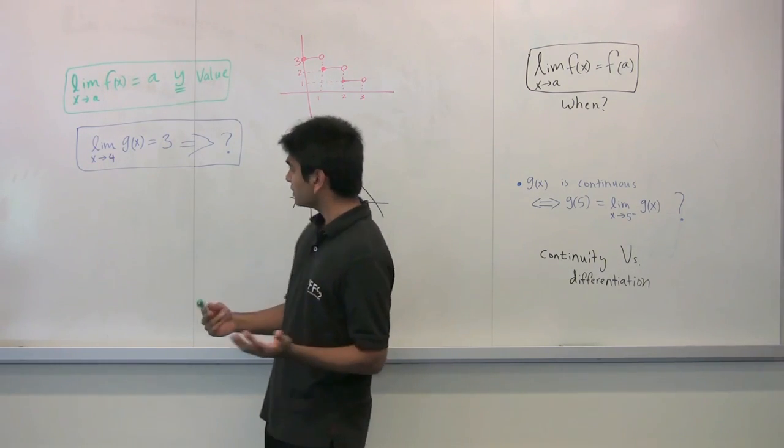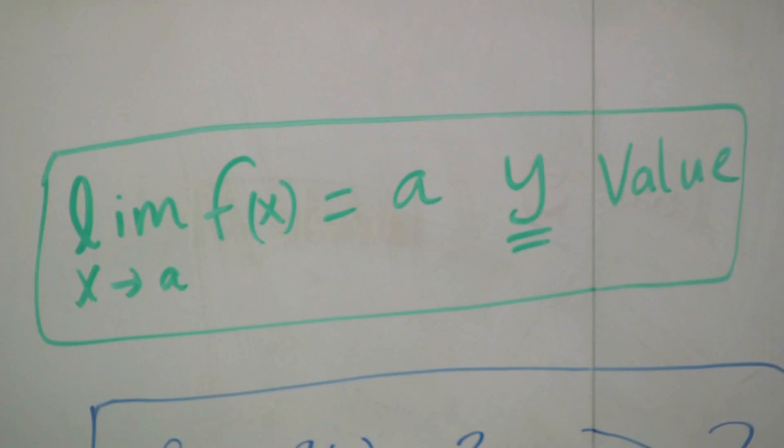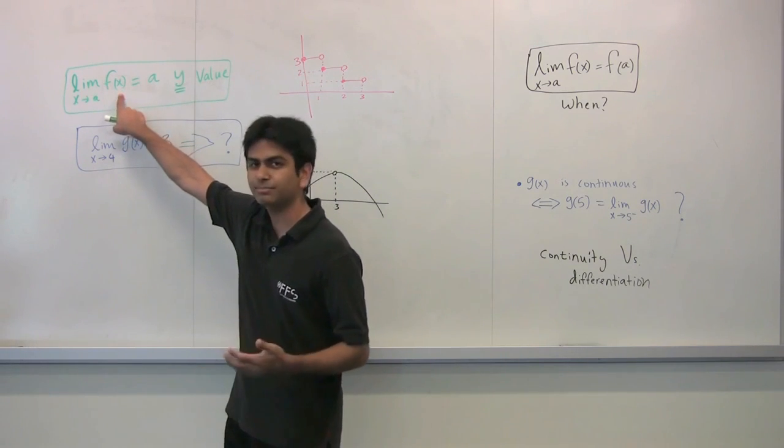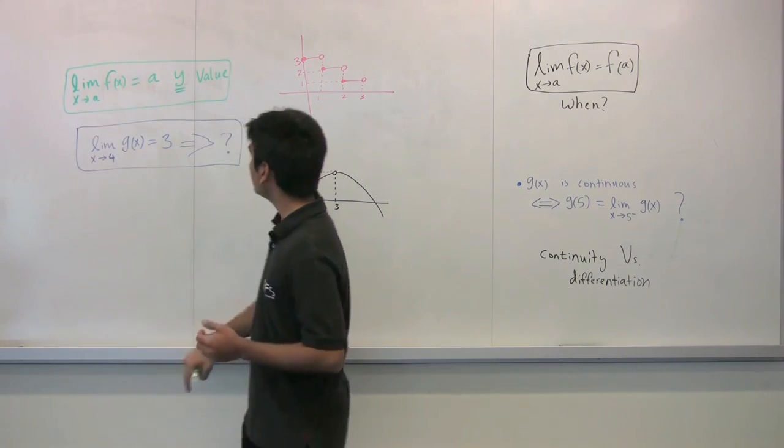So the first thing to remember is whenever you see something like limit as x approaches a of f of x, like we have over here, just know that what that equals is going to be a y value. That's what the limit is. It's the y value that f of x pretty much approaches as x pretty much approaches a.